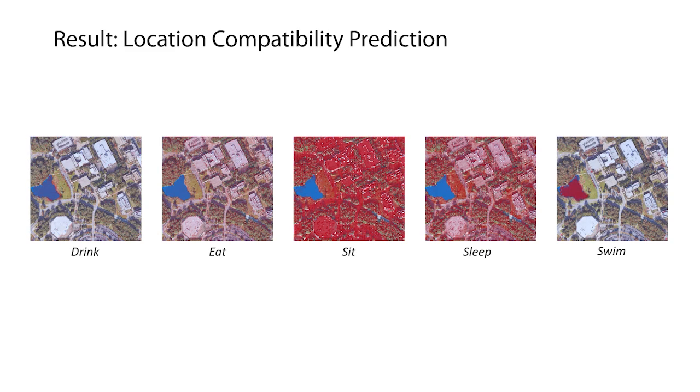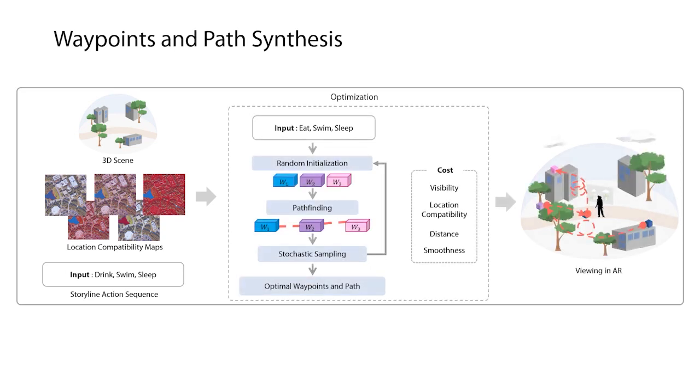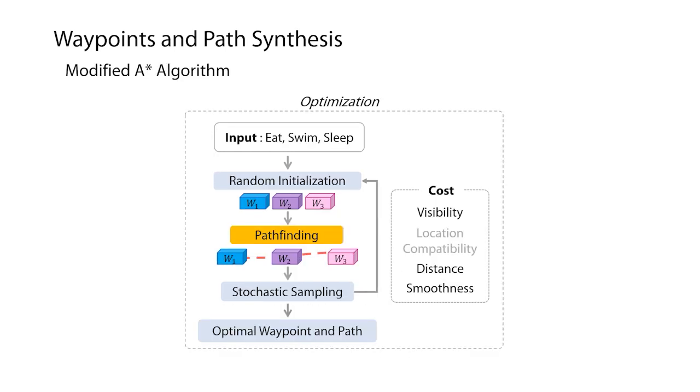Next, taking the 3D scene, location compatibility maps, and storyline actions as input, our approach generates waypoints and a corresponding path for character animation. Our approach aims to find a user-centered flying creature animation path. It samples waypoints among voxels, where the character performs storyline actions. By using a modified A-star algorithm, we find an optimal path for character animation in augmented reality. This path takes into account visibility, distance from the user, and path smoothness.